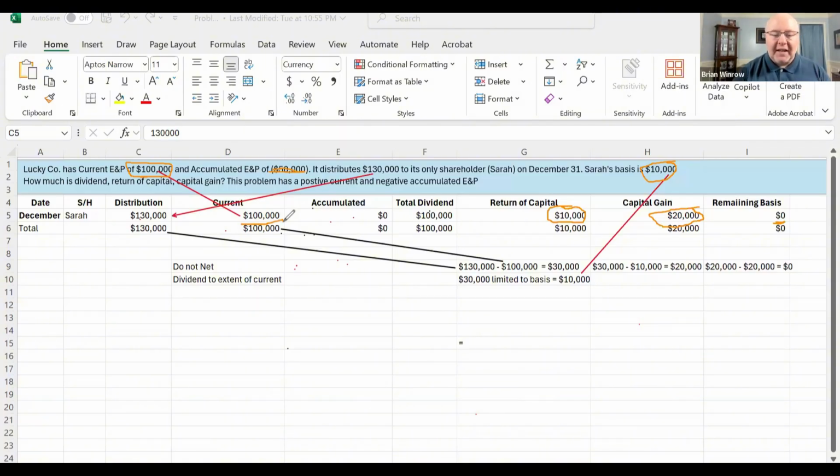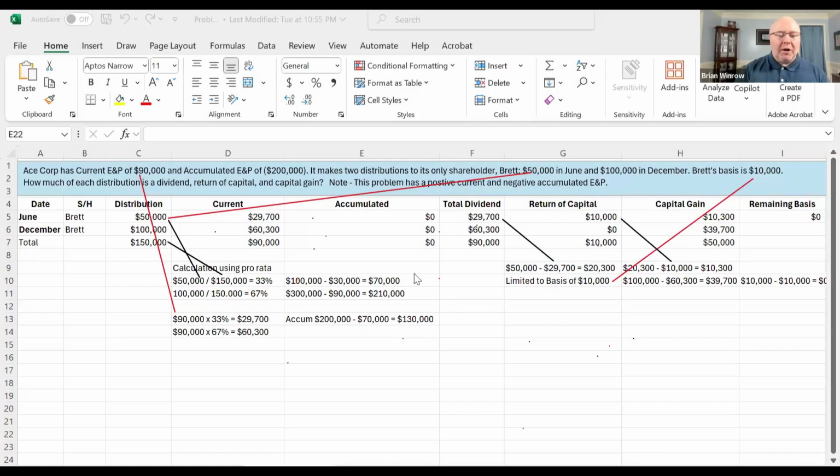All right, Joe, that's the second of five that we're going through. So the next one is going to be a second positive and negative. So a positive in current and a negative in accumulated. So let's go ahead and take a look at that one. So here we are. We're on our positive and our negative. This is the second problem.